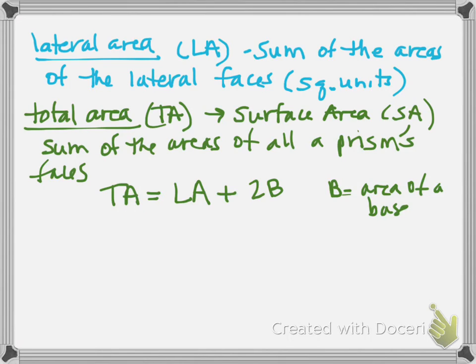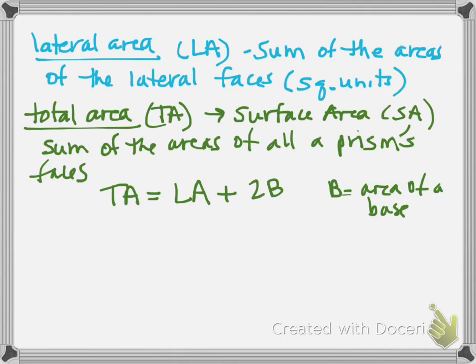Now that formula is dependent upon what kind of face you have. So if you have a regular hexagon, you're going to use the formula for a regular polygon. If you have a rectangle, it's going to be base times height. If you have a triangle, it's going to be 1/2 base times height. Okay, so the area of the base is dependent upon what shape it is. So that's using the Chapter 11 formulas.